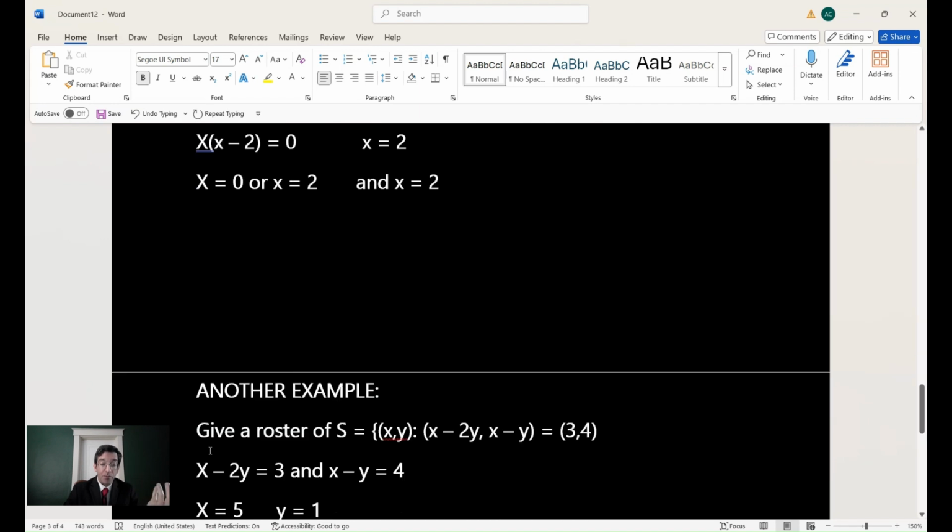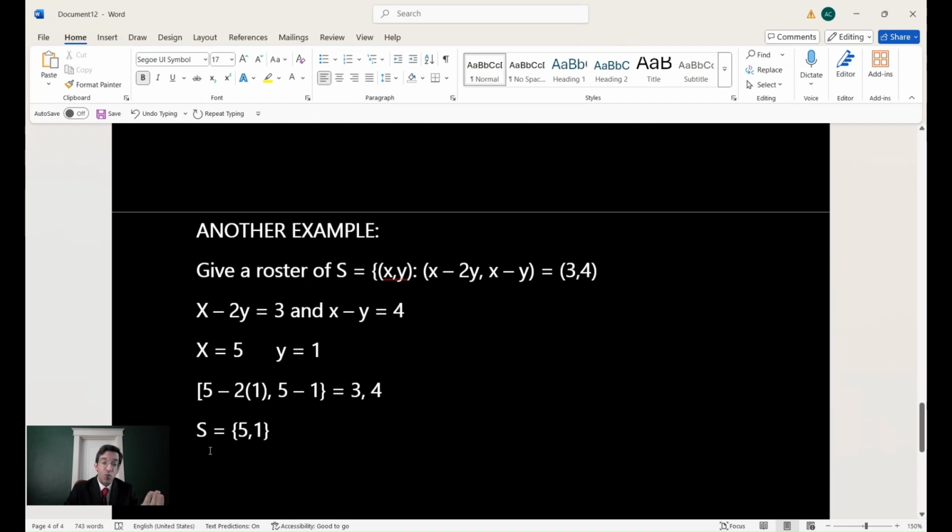The other example would be this. Give a roster of S equals this: (x minus 2y, x minus y) equals (3, 4). Well, we solve it. We're going to have a system of equations here. If we solve the system of equations, we get x equals 5 and y equals 1. And therefore, if you plug it back in, you get (3, 4), the ordered pair. So the roster, the list of elements, is (5, 1).